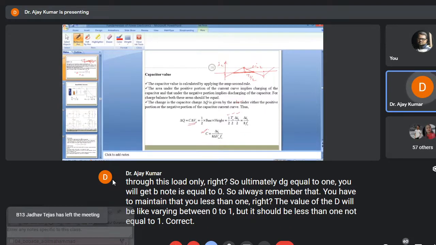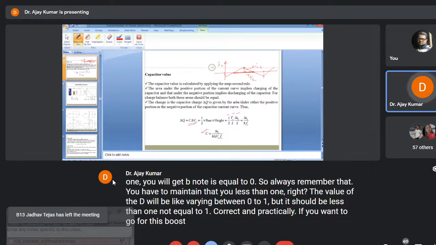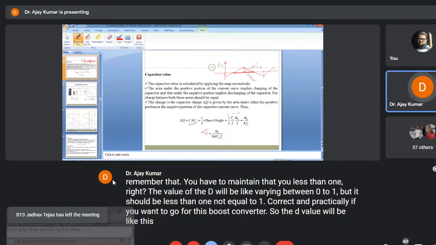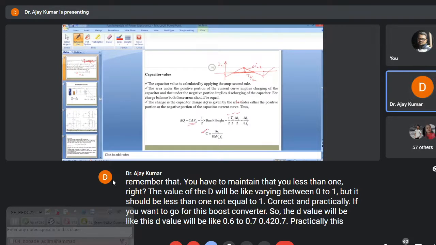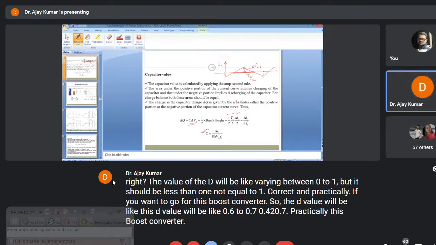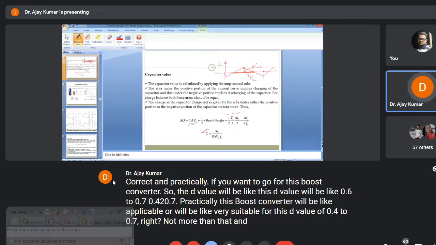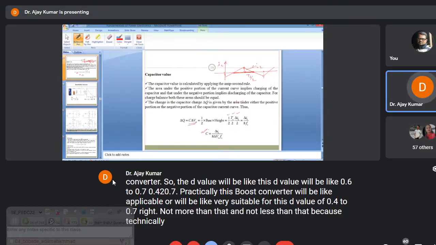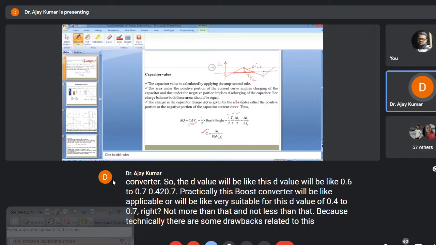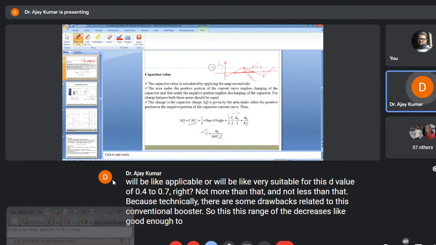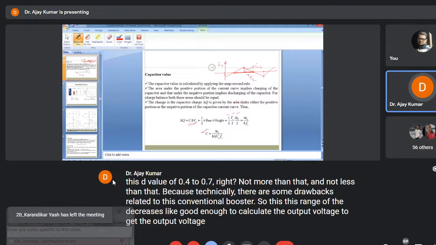And practically, if you want to go for this boost converter, the D value will be 0.4 to 0.7. Practically, this boost converter is very suitable for a D value of 0.4 to 0.7, right? Not more than that and not less than that, because practically there are some drawbacks related to this conventional boost converter. So this range of the duty ratio is good enough to get the output voltage, or to step up the output voltage.